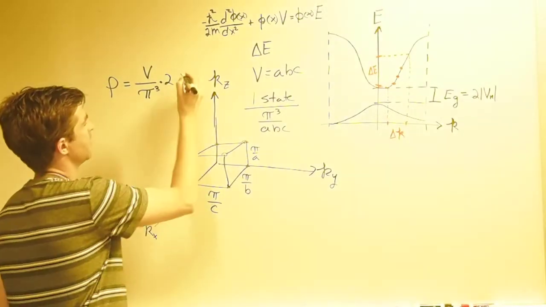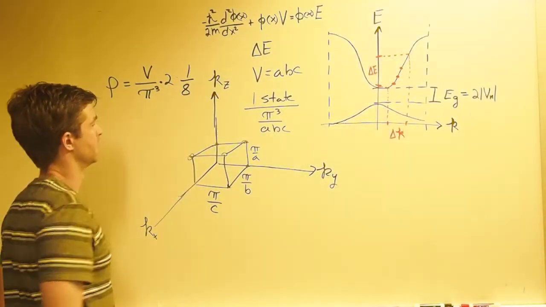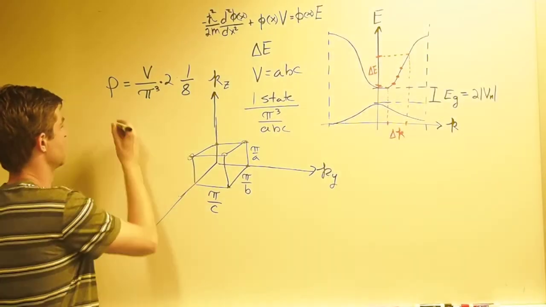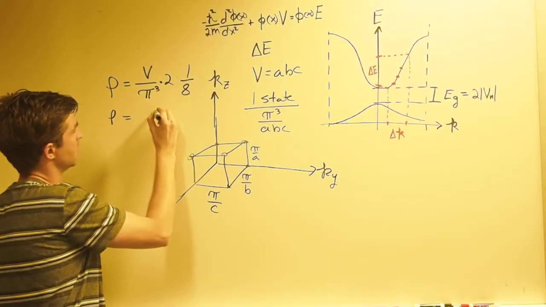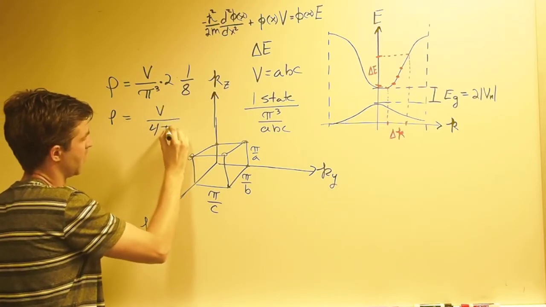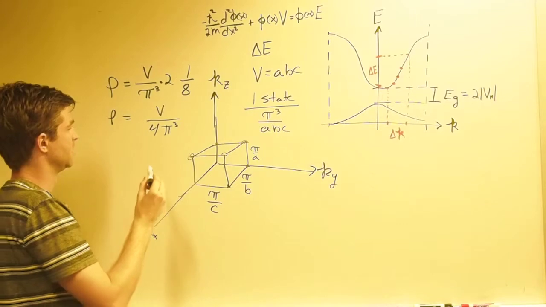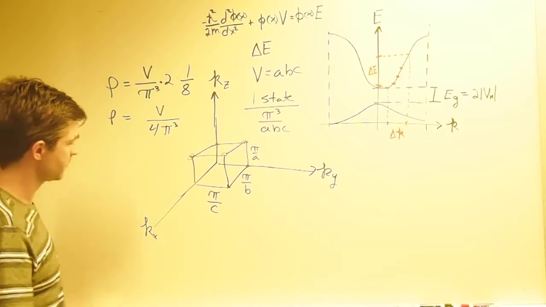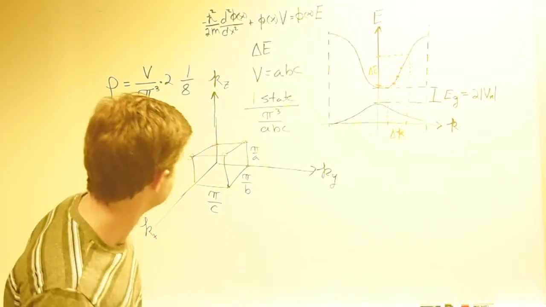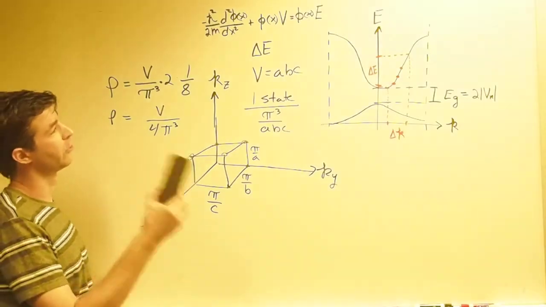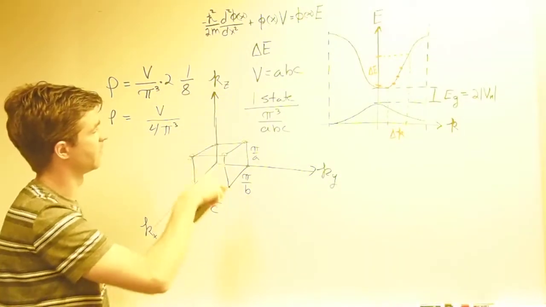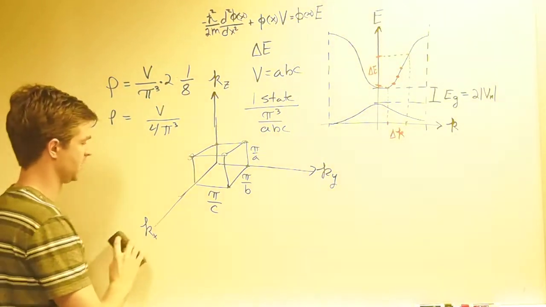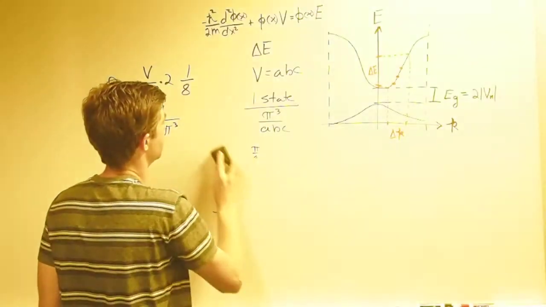And each of these points is only 1/8 of a full lattice point in reciprocal space. So that's going to change rho to V over 4 pi cubed. So this is the states per unit volume in K space. Okay, so let's go back to K space again, and we want to find this in terms of K, because if we find it in terms of K, we can use the Schrodinger equation, or we can find the nearly free electron energy, and we can find K in terms of E. So I'm just going to rewrite this, make it look a little bit better.